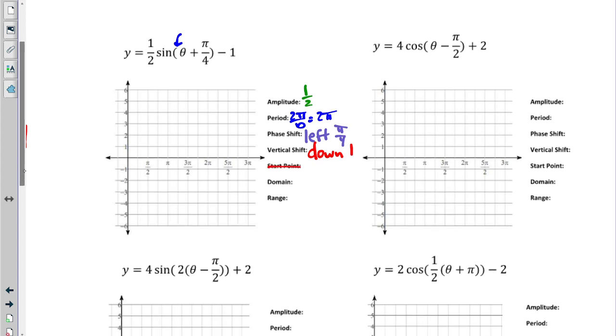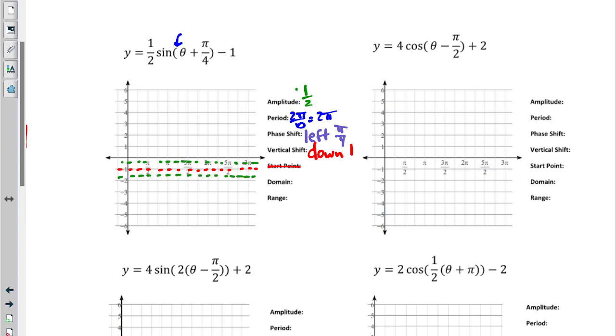And so, yeah. So first thing I would do is plot the vertical shift. I would go down 1. And so I'm going to make a dashed line at -1. That's going to be my midline. That's where I'm going to sort of revolve around. Okay. Then next step is to plot the amplitude. It's 1/2. And so I have to do a little dashed line half the way up the box and half the way down the box.